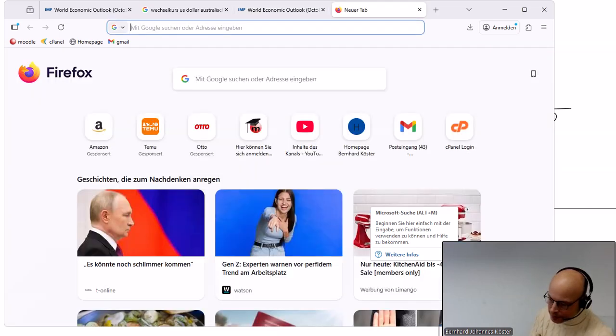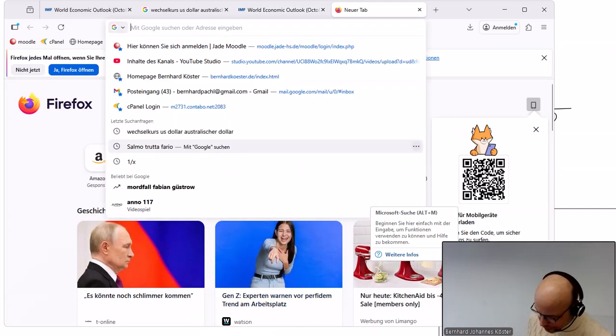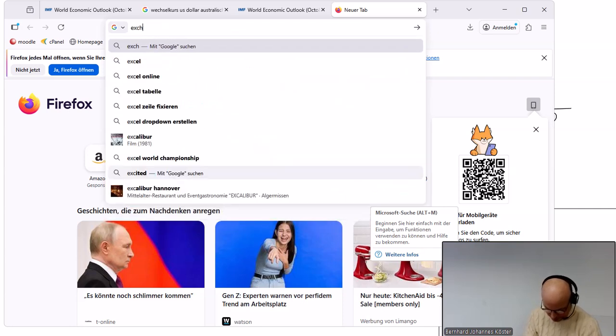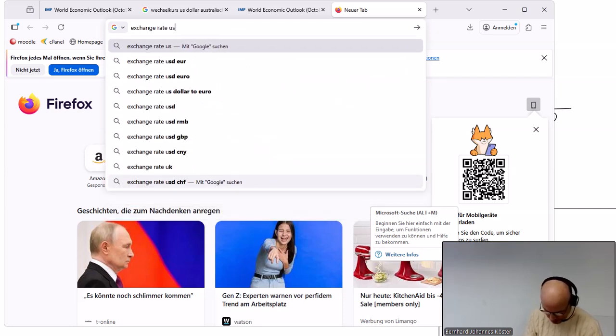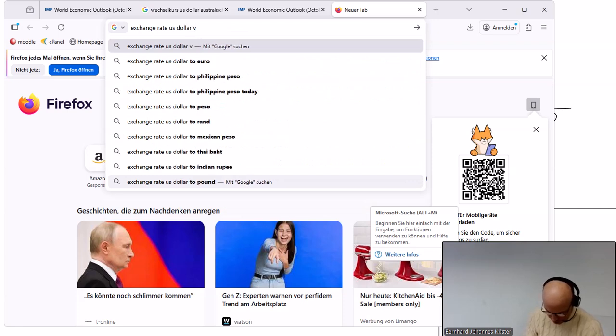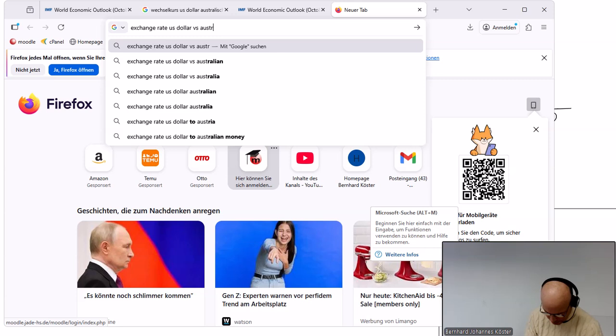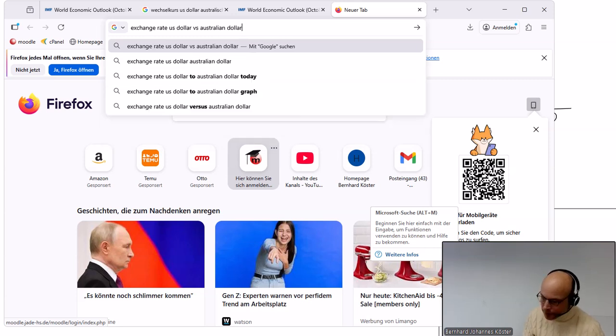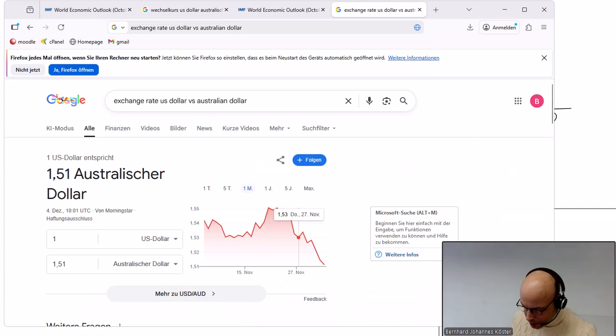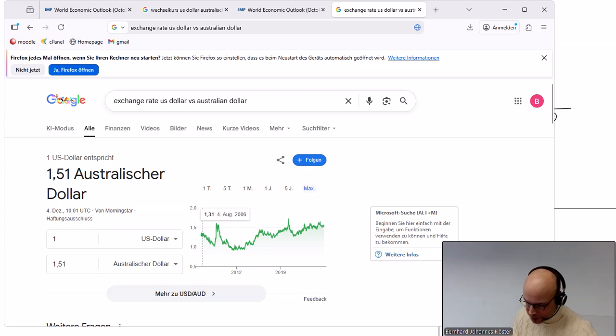So let's say here, exchange rate US dollar versus Australian dollar. Let's take the maximum period here, roughly from 2006 to 2025. Well, and here is more or less the explanation. You see around 2009, 2010, this drastic spike.